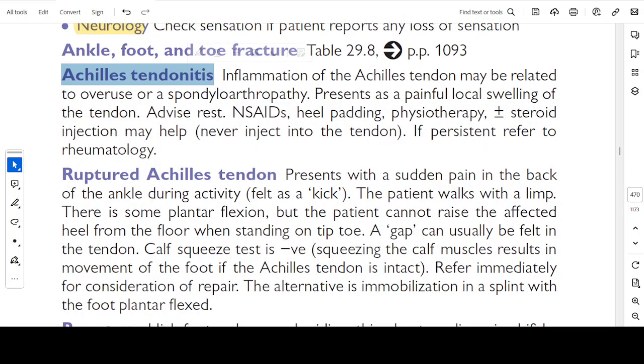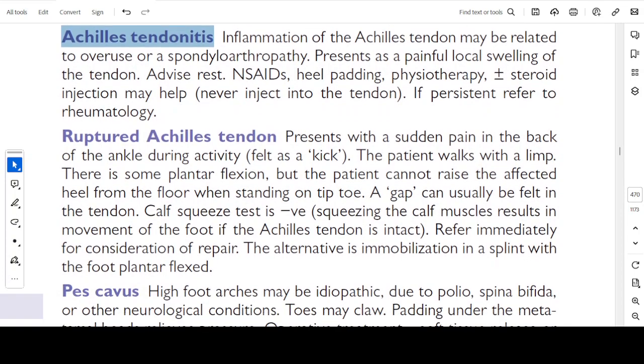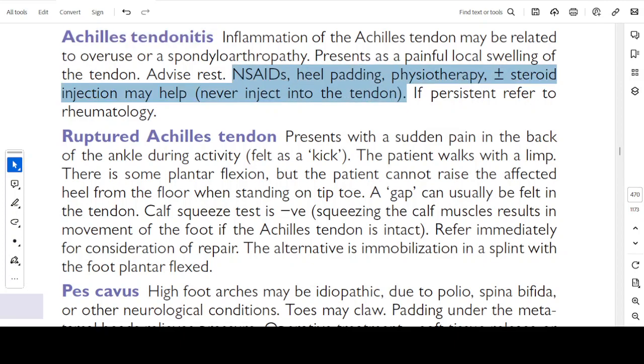Achilles tendonitis. Inflammation of the Achilles tendon may be related to overuse or spondyloarthropathy. It presents as painful local swelling of the tendon. Advise rest, NSAIDs, heel padding, physiotherapy; steroid injection may help. Never inject the steroid into the tendon. If persistent, refer to rheumatology.